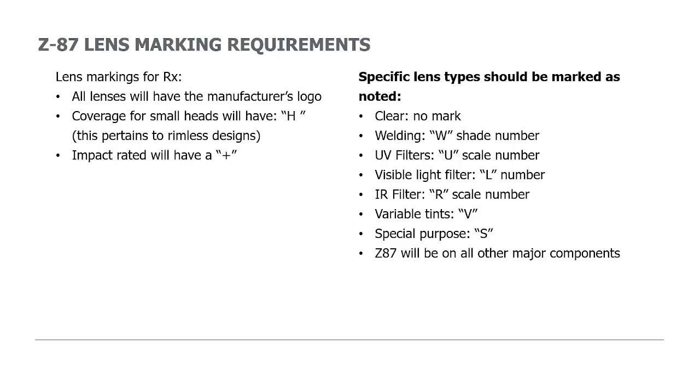Specific lens types should be marked. Welding, you're going to have a W. UV filters have a U. Visible light filters have an L. IR filter, R, and so on. Like we said in the last slide, Z87 is going to be on all of the other major components outside of just the lens. That lens is going to have the manufacturer's logo.